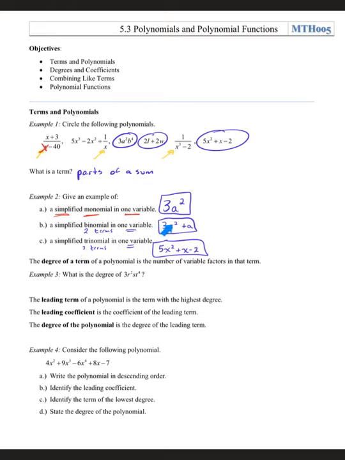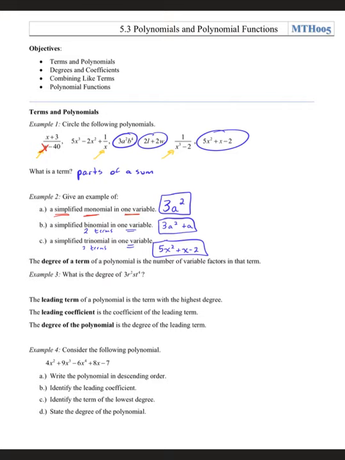So I took the 3a squared that we had from before and just added an a to it. Again, one variable means you can only have a's or b's or c's and so forth. The next one, simplified trinomial, I use the 5x squared plus x minus 2, which I just took from above here. There's only x's, which makes it one variable. Simplified means no like terms. So if you had a squared and a squared, you'd be able to combine them. So they have to have different exponents in order for them to be simplified.